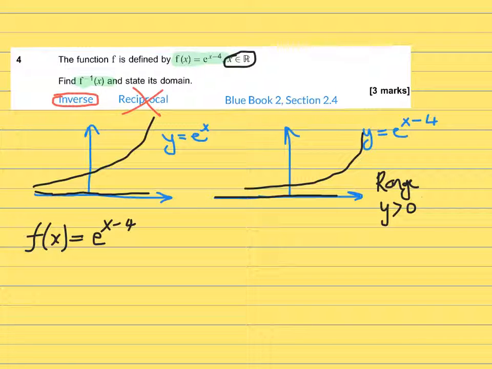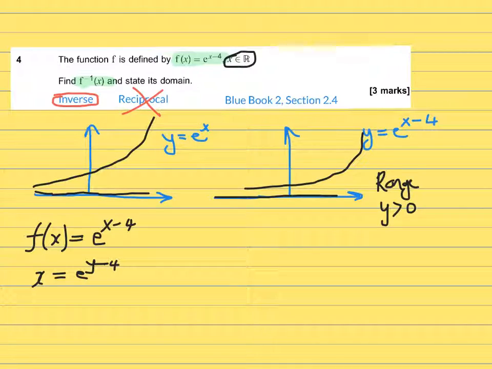So now let's actually find the inverse of this function f. That's the main goal of the question. So remember, the strategy here is to take the function but rewrite it with x's and y's swapped. So we're going to have x on the left-hand side equals e to the y minus 4. And our job now is to rearrange that to make y the subject.